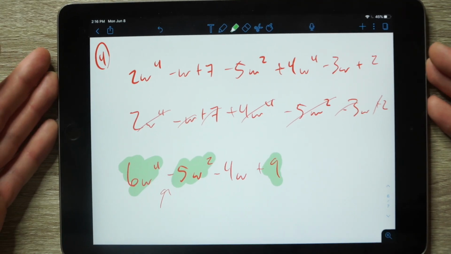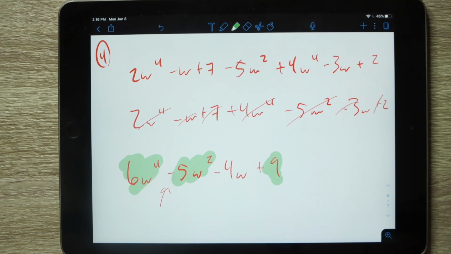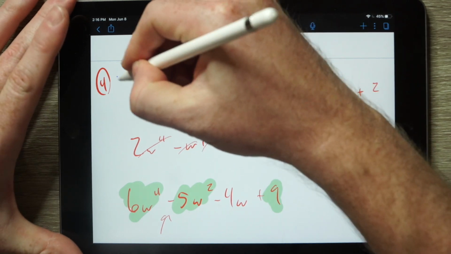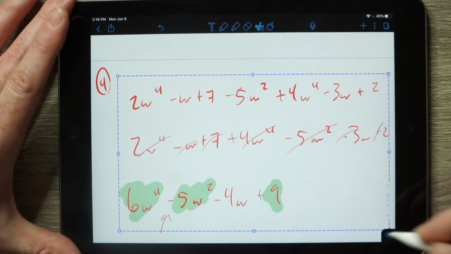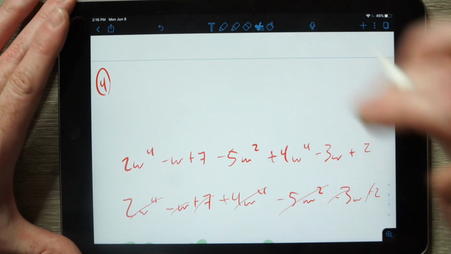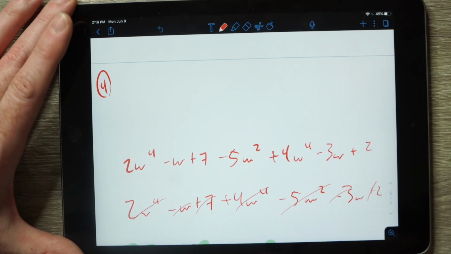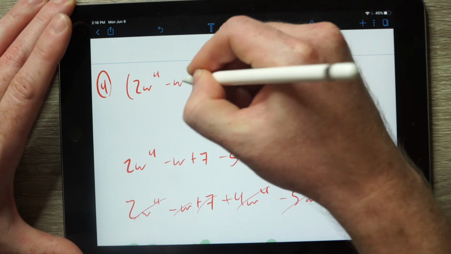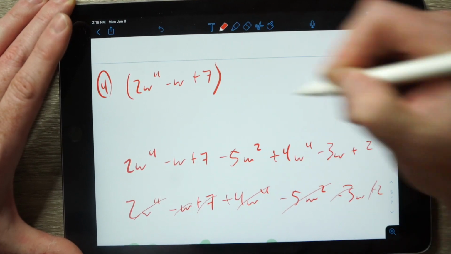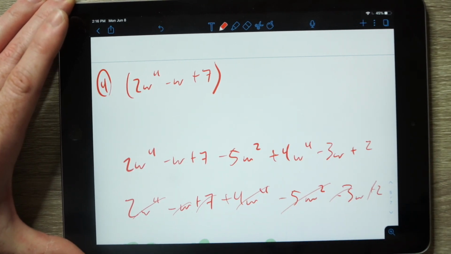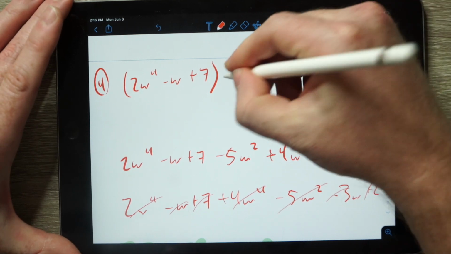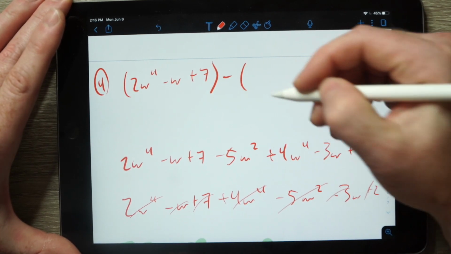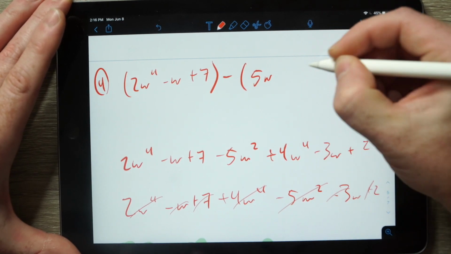So let's look at this problem. Let's unpack it a little bit. What do they do first off to trip us up? Out of the gate, let me move this down so I can write some notes about the problem itself. The very first thing is 2w to the 4th minus w plus 7. That looks fine. That looks normal. That's how I'd expect to see it. But then, along with the minus sign, which requires a distribution across the rest of it, they give us an out-of-order polynomial.